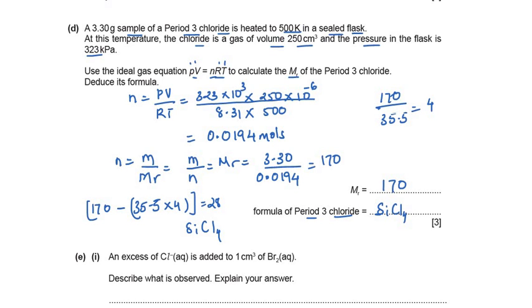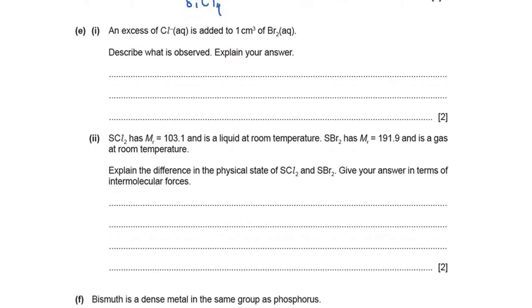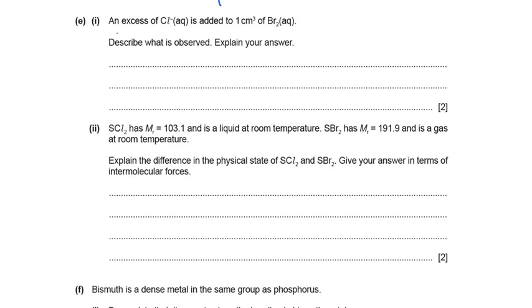Let's see what the next sub question is, with part E. It says an excess of aqueous chloride ions is added to 1 cm³ of aqueous bromine. Describe what is observed and explain your answer. Now that shows that we have some aqueous bromine and we are adding chloride ions into it, or you can say we are adding bromine to a compound of chloride, some chloride ion.